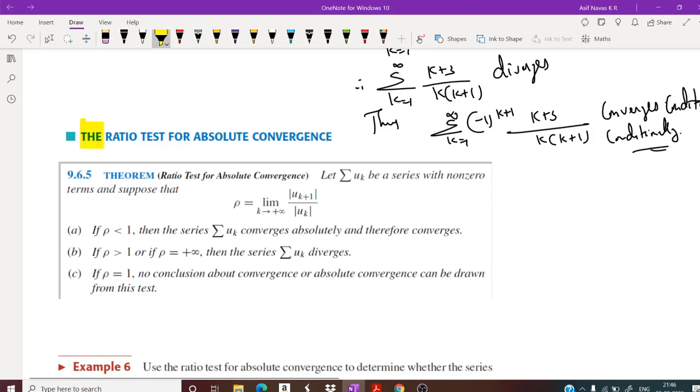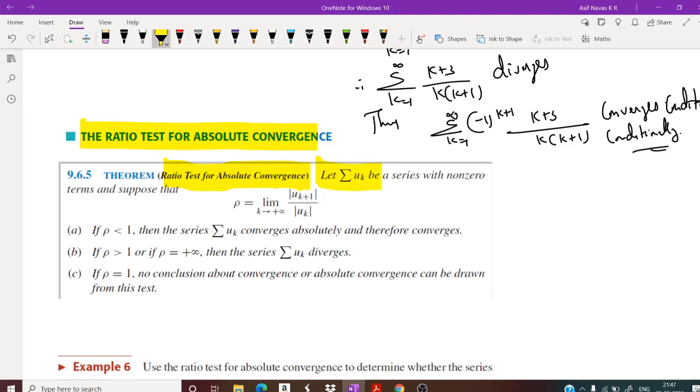So this test is very important because this test shows that if it is not conditionally convergent, that means it's not absolutely convergent, and it also tells us whether the series is divergent or not. So, not absolutely, but it's divergent or not. So, ratio test for absolute convergence.